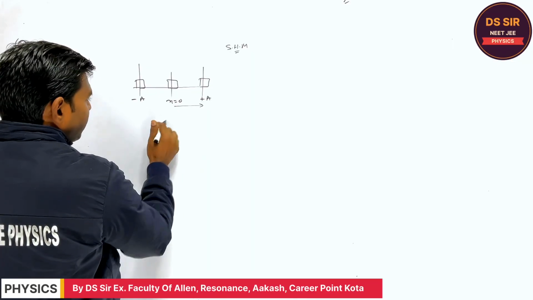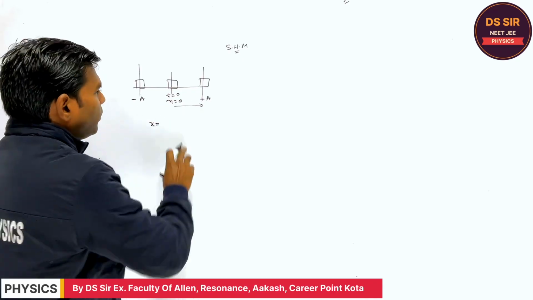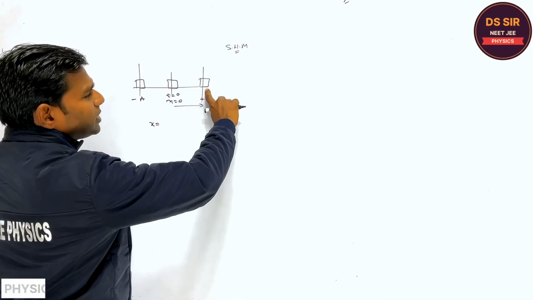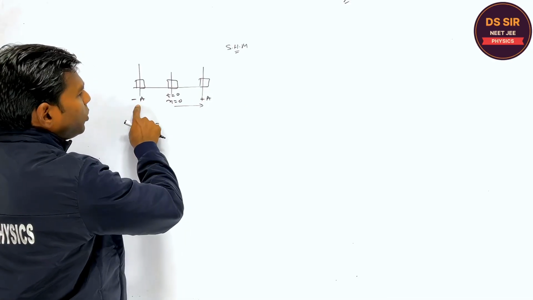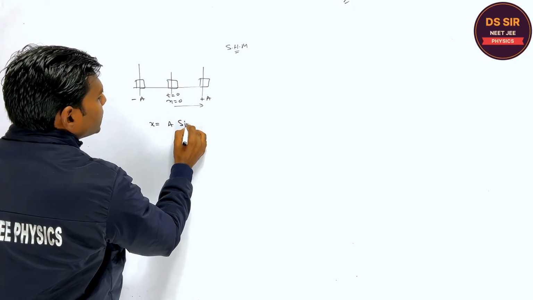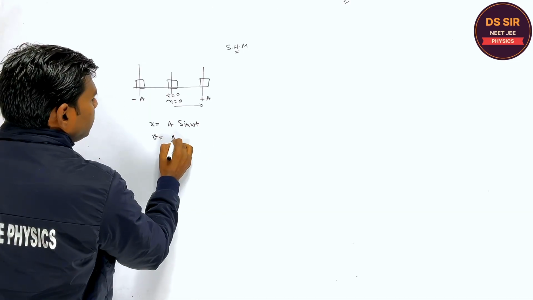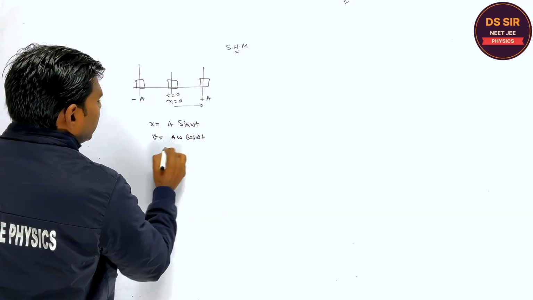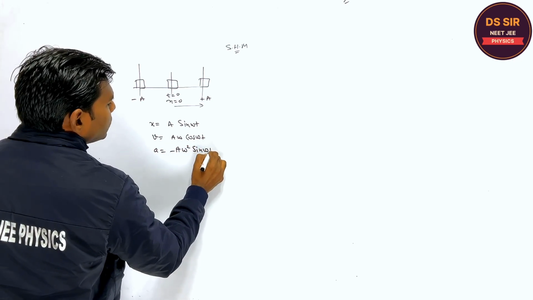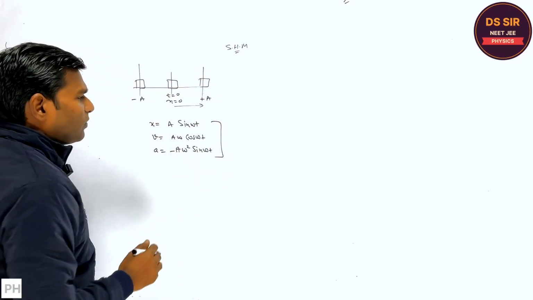In the special case where the particle starts its motion at t equal to 0 from the mean position, in further cases we will see the particle may start its motion from the positive extreme or negative extreme. But here, if the particle starts from the mean position, its displacement is given by a sin omega t. Velocity is given by a omega cos omega t, and the acceleration is given by minus a omega square sin omega t. So these are the displacement, velocity and acceleration as a function of time t.